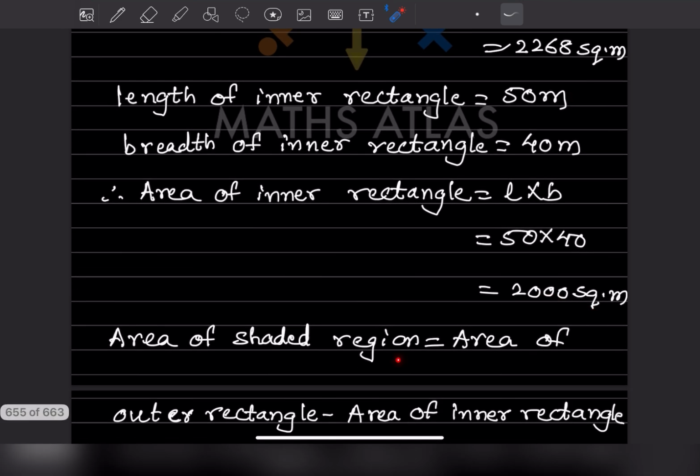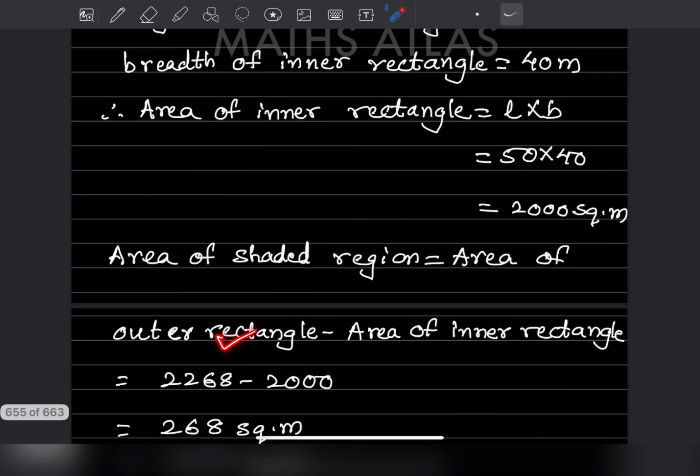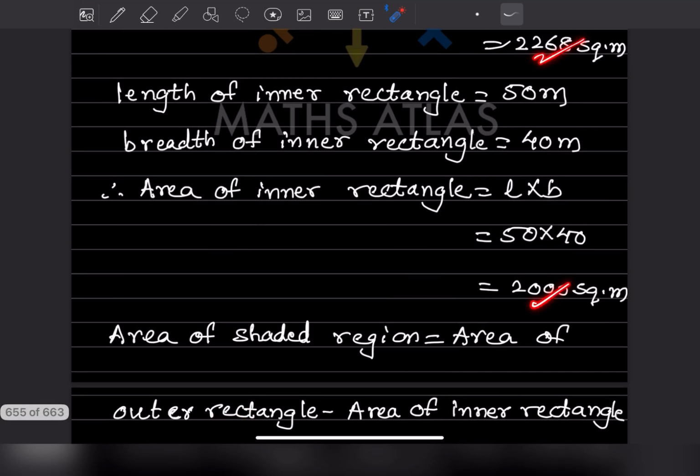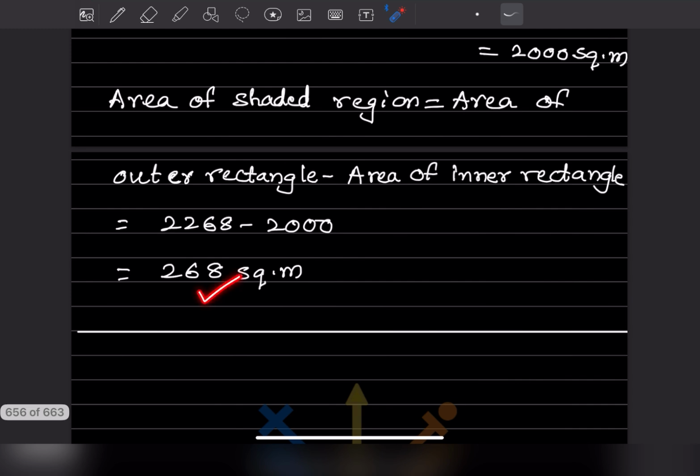So the area of the shaded region will be area of outer rectangle minus area of inner rectangle. That will be 2268 minus 2000. That will be 268 square meters.